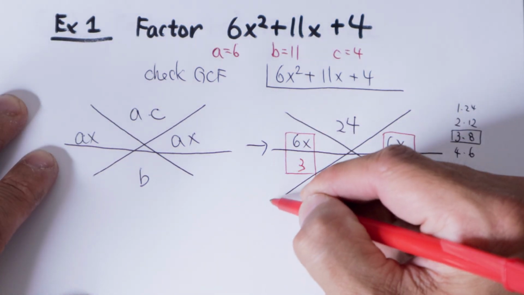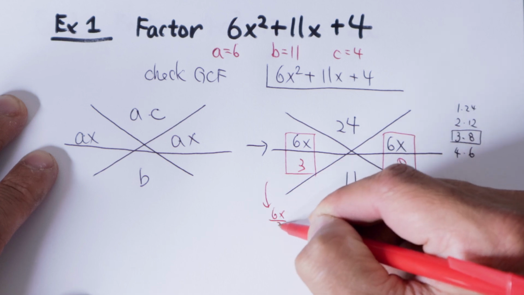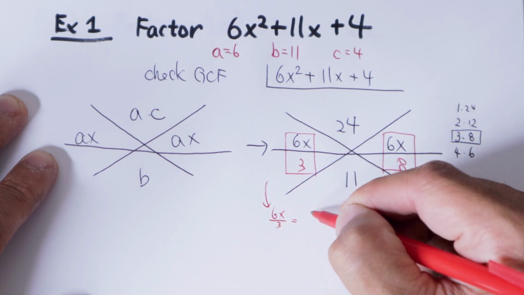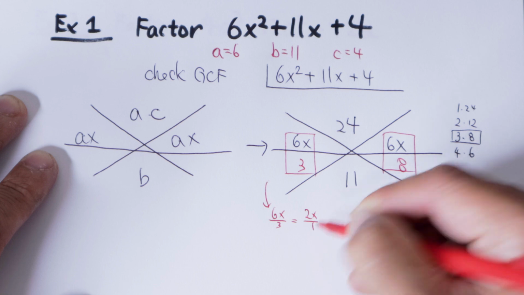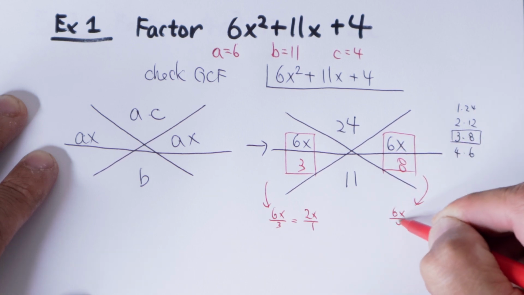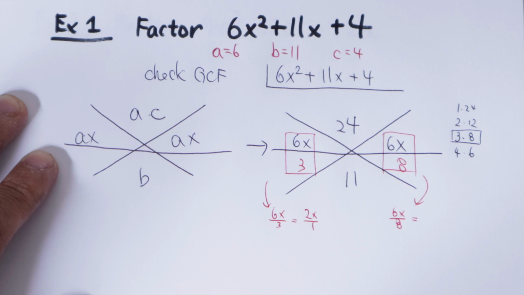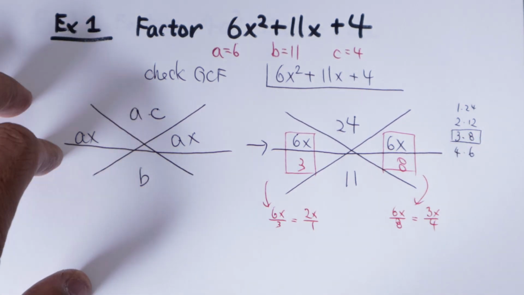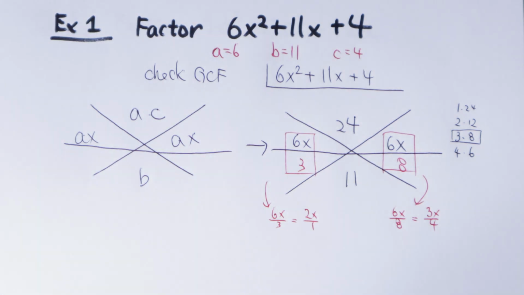So 6 over 3, right? When I write 6x over 3, I could simplify 6 over 3 into 2 over 1. In other words, 2x over 1. What about the other side? On the right side, you have 6x over 8. When you reduce 6 over 8, it becomes 3x over 4. The reduced fractions are the two parentheses for your final answer.